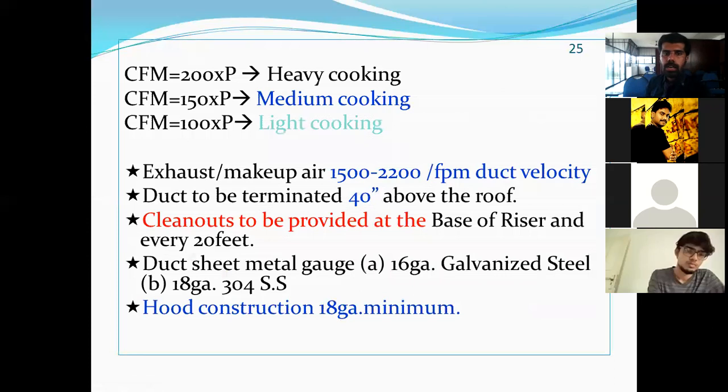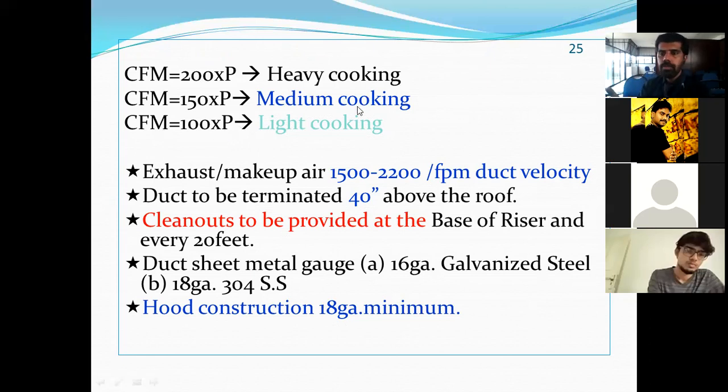Now, when it comes to the SMACNA method, the CFM is calculated using this formula. For heavy cooking equipment, just multiply 200 with the perimeter. We have already seen the perimeter: all the sides of the kitchen hood. When you get the perimeter, you multiply it with 200, and you will get its CFM. If it's medium cooking, you multiply with 150. If it's light cooking, you multiply with 100. Multiply the perimeter with 100 and you will get the CFM.